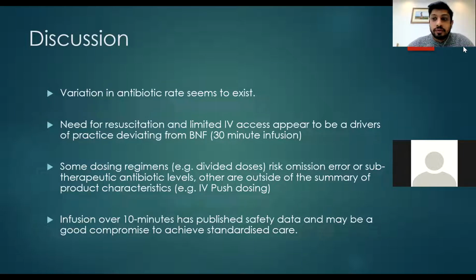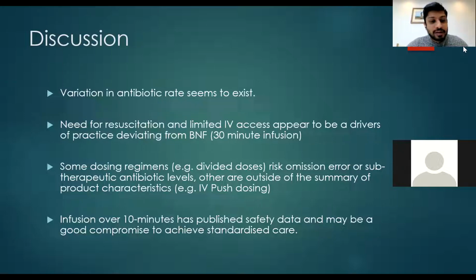But equally, some of the practices, like giving push dose ceftriaxone, which I think was historically done during the meningococcal epidemic of the 80s and early 90s, is outside of the summary of product characteristics, particularly for children under 12, for various reasons, including risk of vomiting, poor tolerance, and biliary lithiasis. I've forgotten the right word for it.